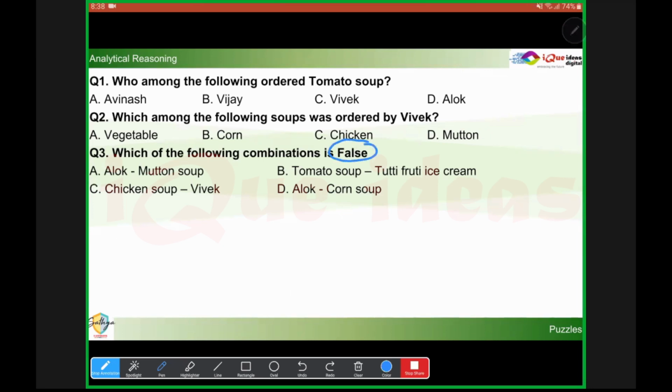And looking at the options, I know that one person cannot have more than one soup. So either A or D has to be the answer. Correct? Either, and you have to be careful. You have to mark the wrong one. B is eliminated, C is eliminated. But which one among A and D is wrong? You have to mark that.